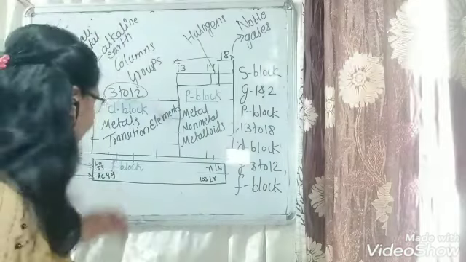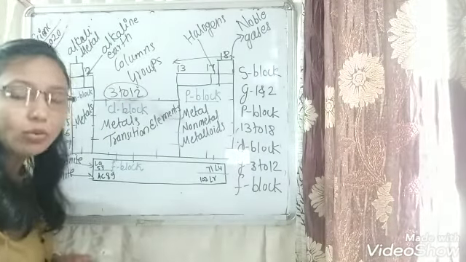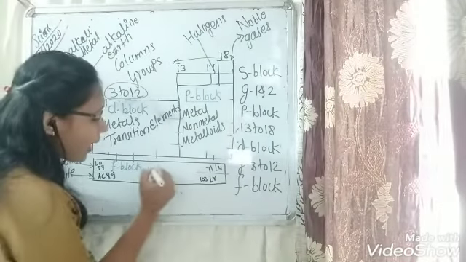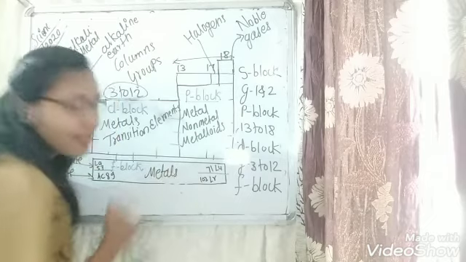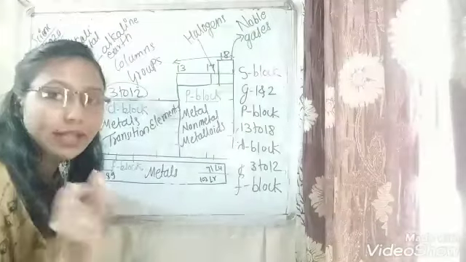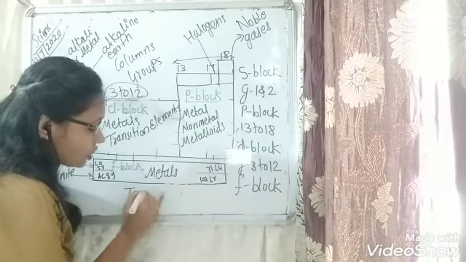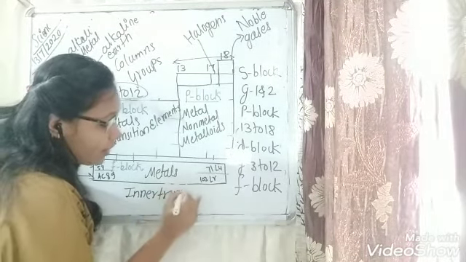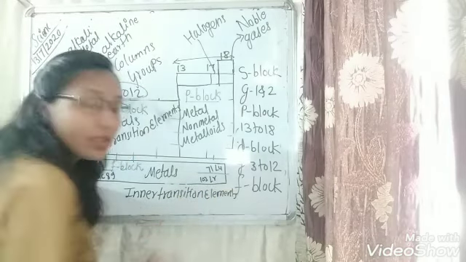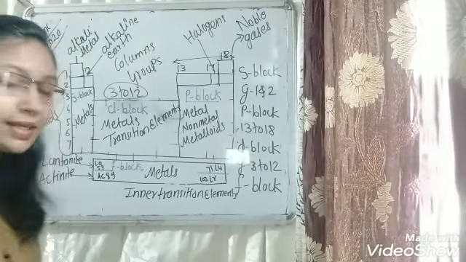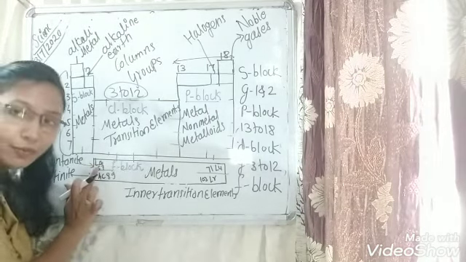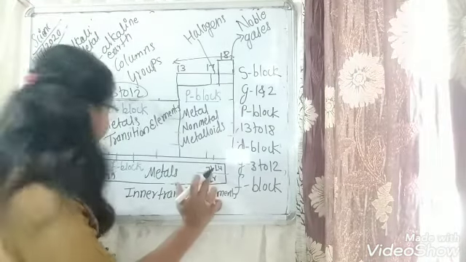Okay. Then afterwards, in the F block, what elements are present? In the F block again, all are metals. And the elements which are present in the F block are called inner transition elements. What are they called? Inner transition elements. Then next, the lanthanide series and actinide series. The lanthanide series starts from the element lanthanum, that is atomic number 57.